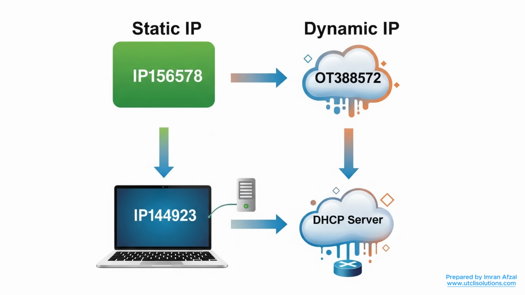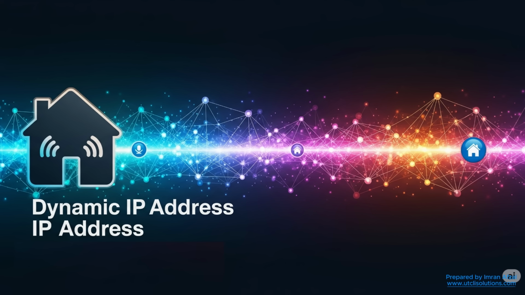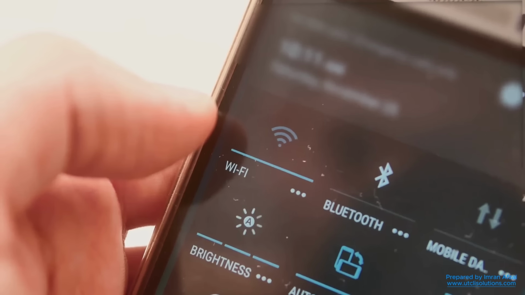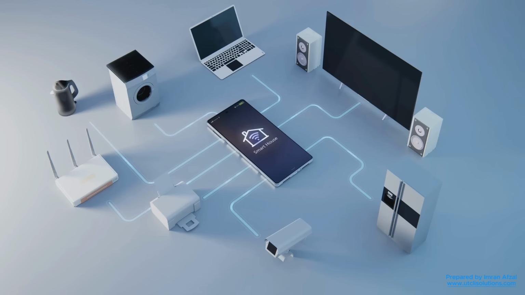Sometimes you might see something called a static IP or a dynamic IP. A static IP address stays the same every time you connect. It's often used by servers and websites that need to be found all the time. A dynamic IP address changes every time you reconnect to the internet. It's used by most home users and helps save IP address space.